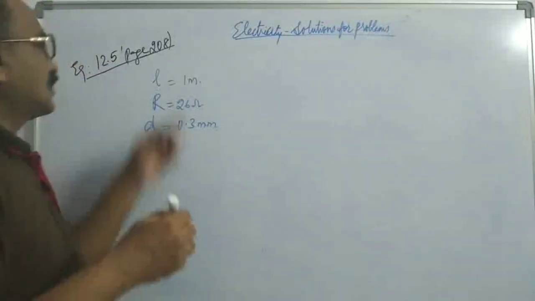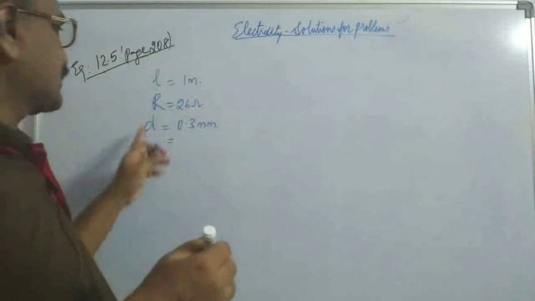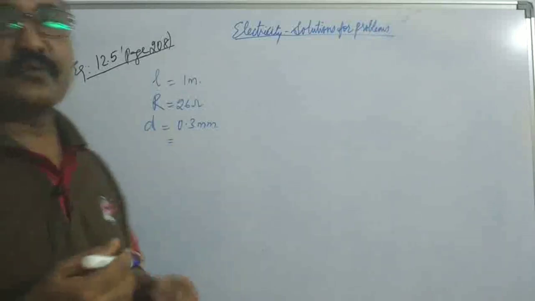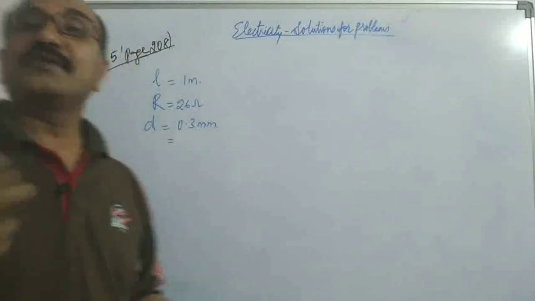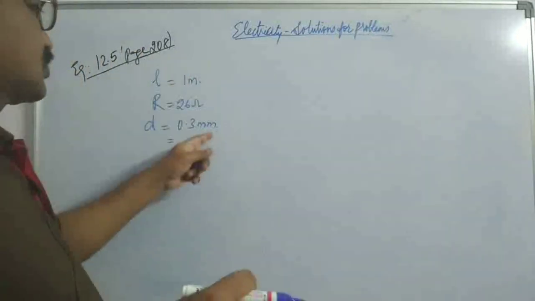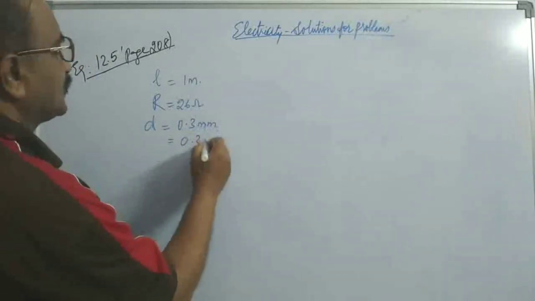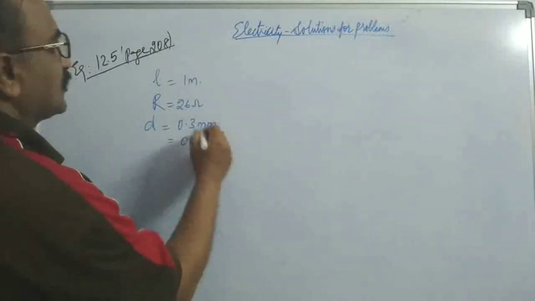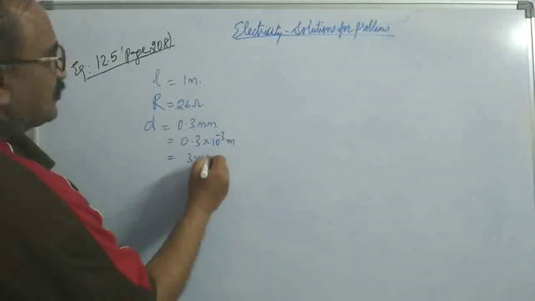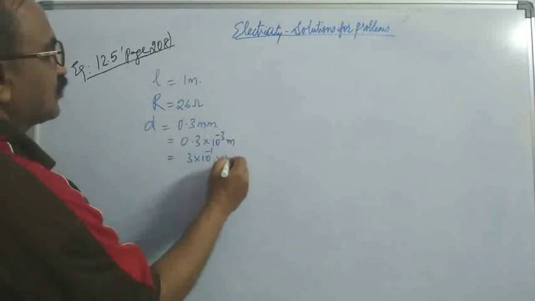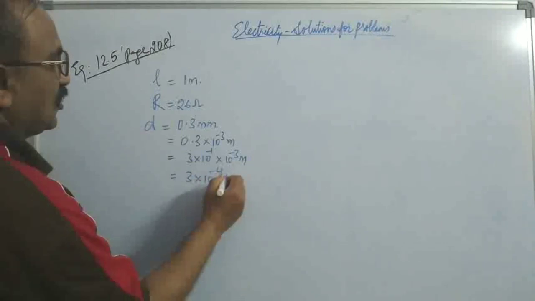So children, right here we are. I've taken the values. Length of the wire is 1 meter, resistance of that conductor is 26 ohm, and the diameter of the wire is 0.3 millimeters. Resistivity will come out in ohm meter, so the whole thing should be in meters. So I convert that into meters. 0.3 milli is 10 power minus 3 times meter. So that is 3 times 10 power minus 1. So 3 times 10 power minus 1 times 10 power minus 3 becomes 3 times 10 power minus 4 meter.